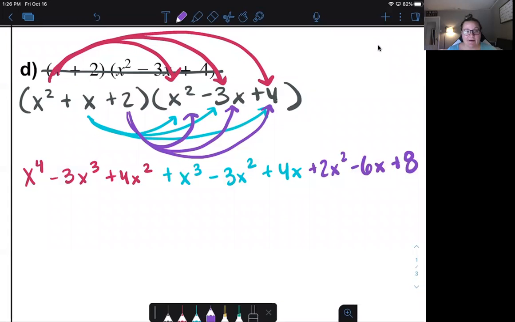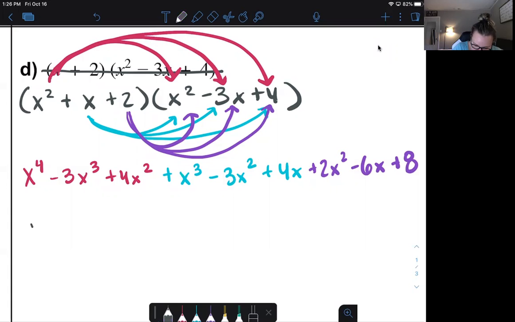So this is what I got. I got x to the 4th minus 3x cubed plus 4x squared plus x cubed minus 3x squared plus 4x plus 2x squared minus 6x plus 8. And now we're going to combine all of our like terms.